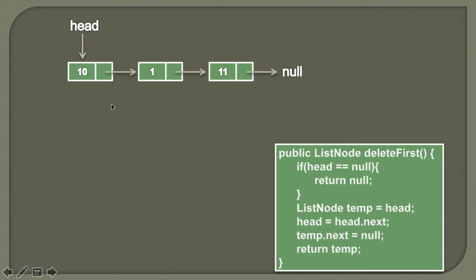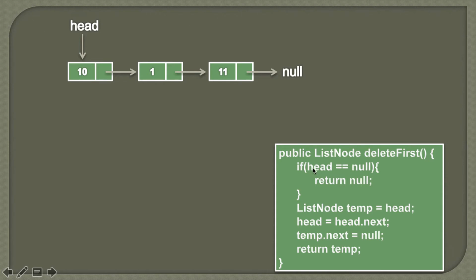Here you can see that we are given a singly linked list having 3 nodes with data 10, 1 and 11, where head is pointing to the first node. Let's say in our singly linked list class we have created this head as an instance variable, and we have written a method in that class which will manipulate this singly linked list.